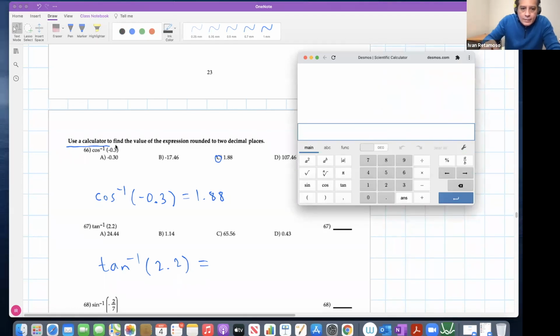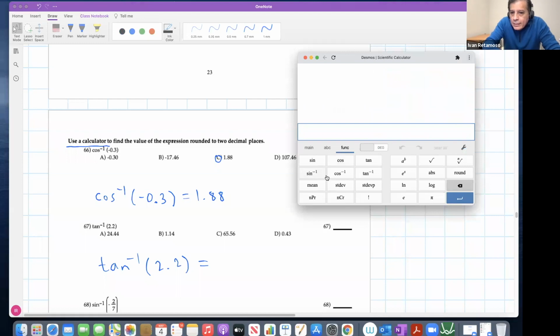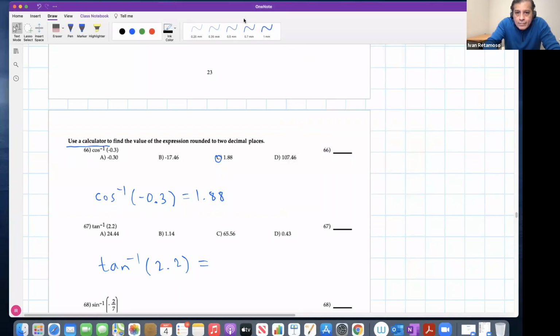So tangent inverse. Where is tangent inverse, Professor? Click in functions, it will appear there. Tangent inverse, right? Tangent inverse of 2.2. Make sure, guys, that you're working in radians. So this should come out in radians, 1.14 radians, right? Rounded to 2 decimal places it is 1.14, right? Rounding up to here. Very good, 1.14.